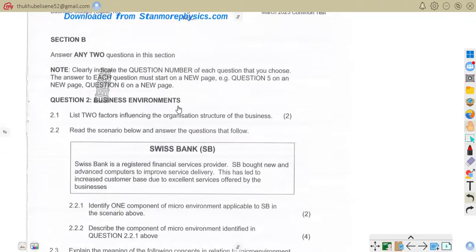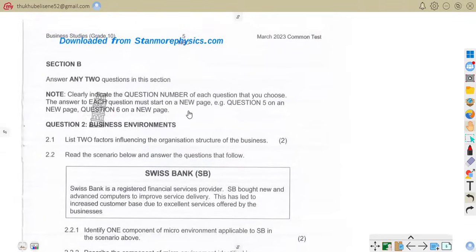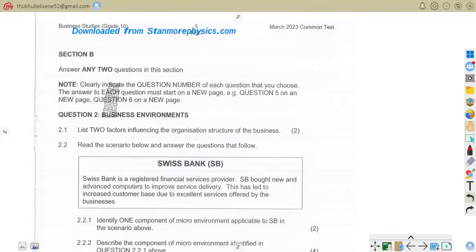So here we are on our section B. That is the section that we are to attend today. Now, question 2. Section B says answer any two questions in this section. But as I've said, you're going to answer all of those questions.